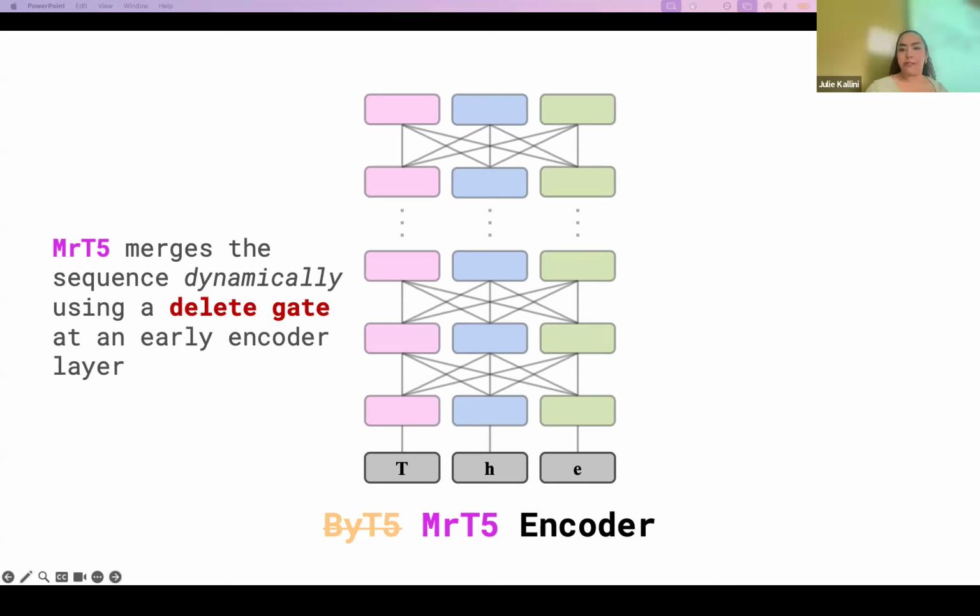And the way MrT5 merges the sequence is using a delete gate and an early encoder layer. So I'm going to step through this animation real quick.